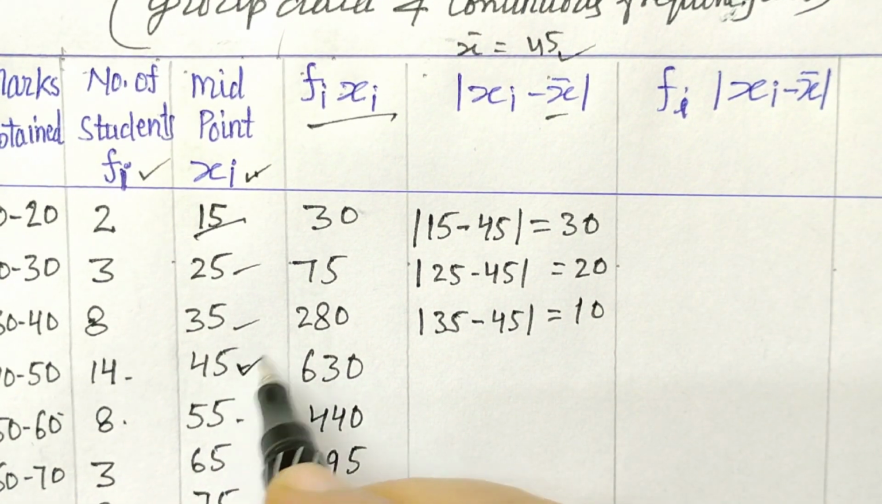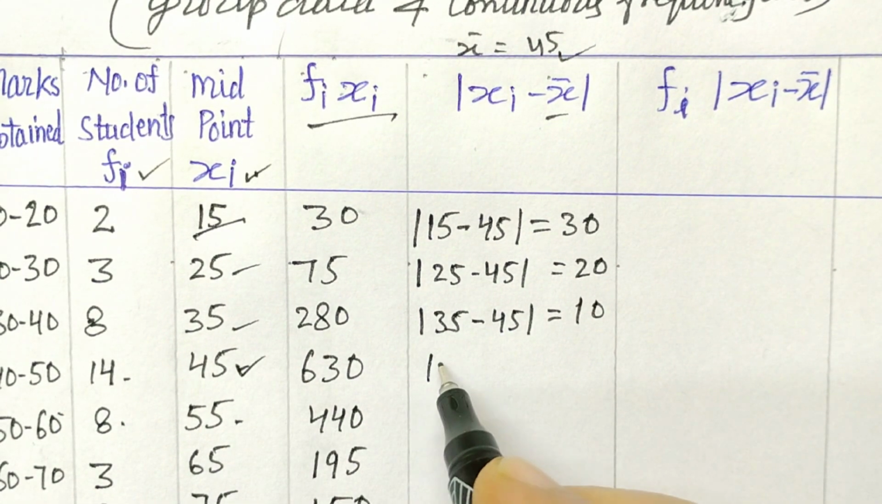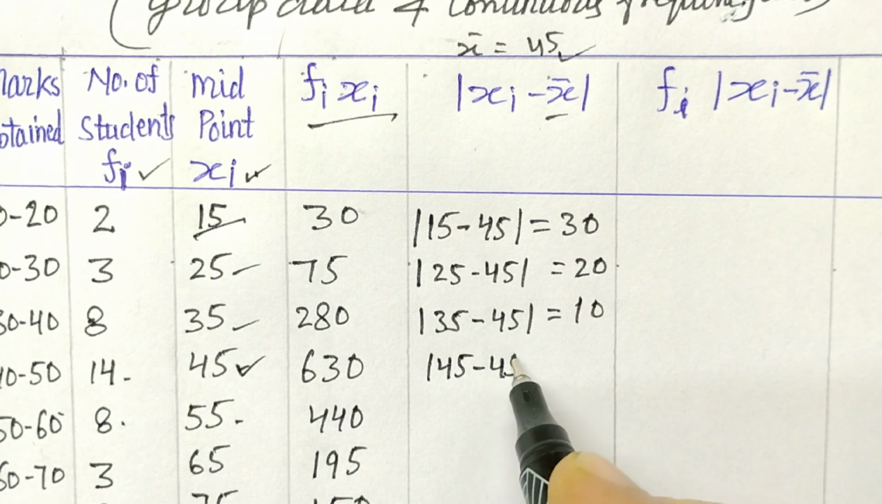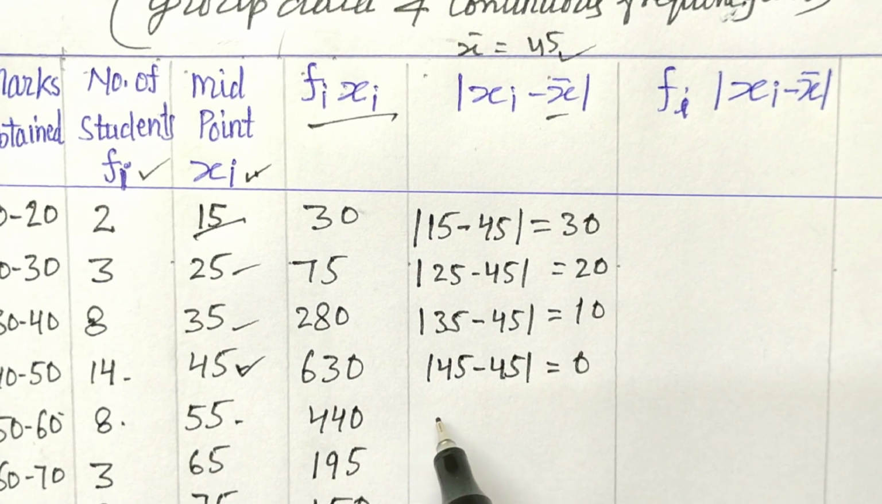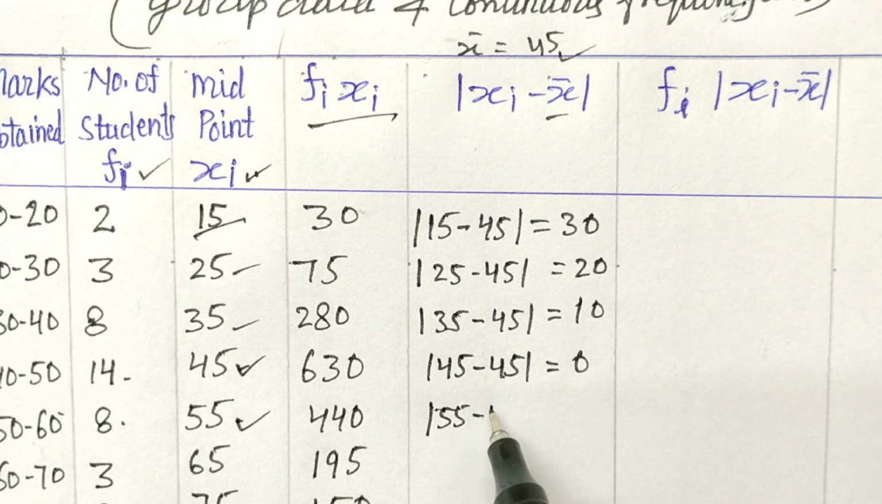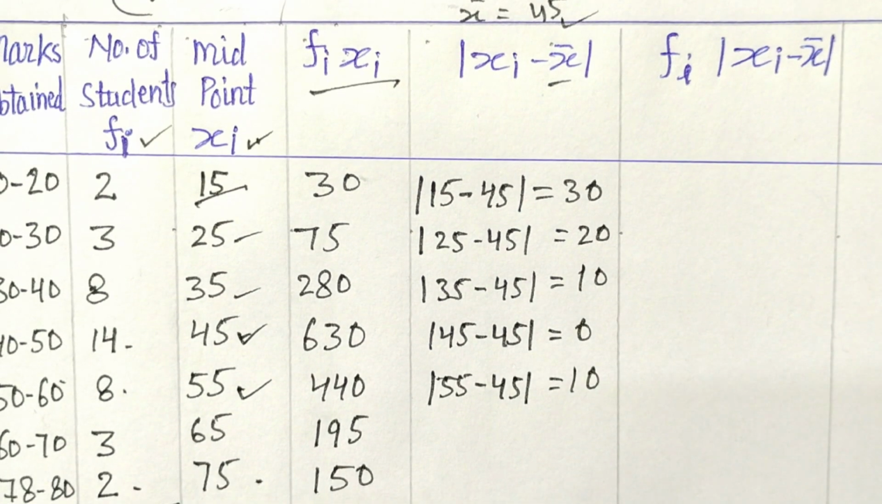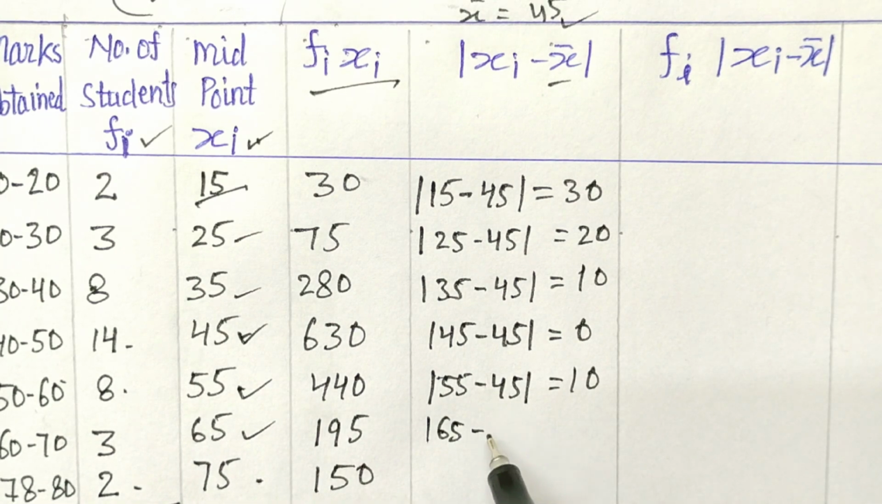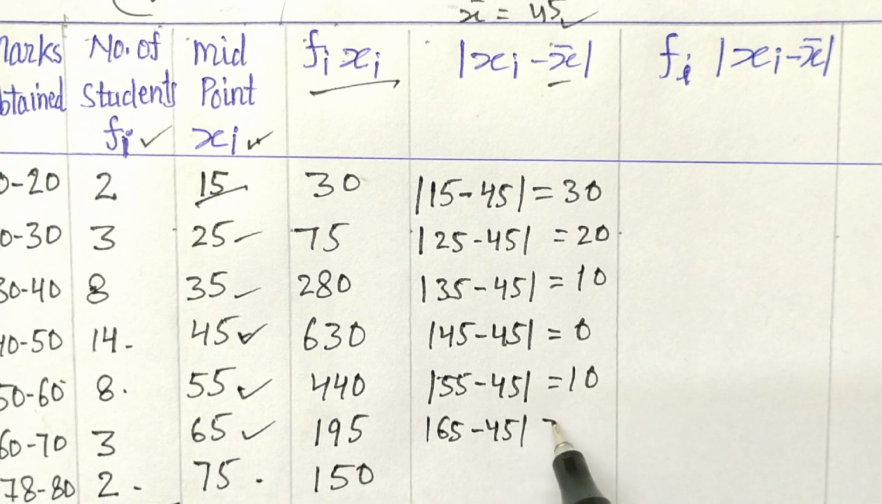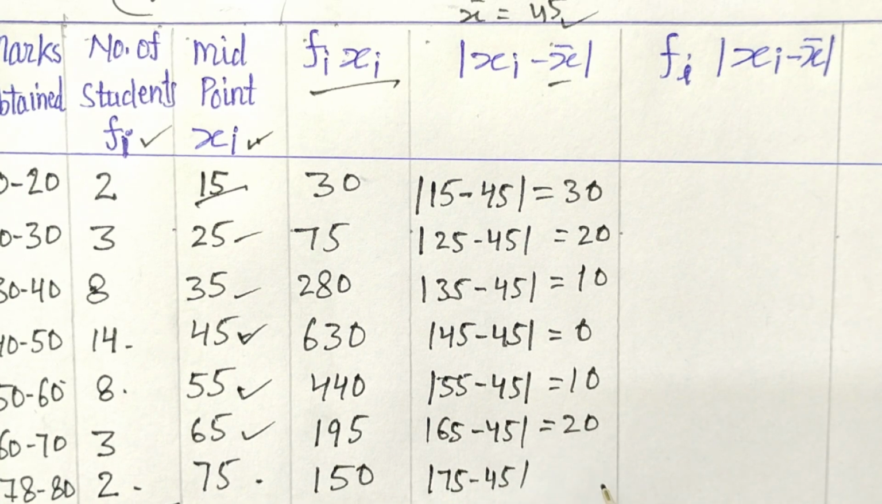Now 45 minus 45 mod is equal to 0. This 55 minus 45 mod is equal to 10. Now 65 minus 45 is equal to 20. Then 75 minus 45 is equal to 30.